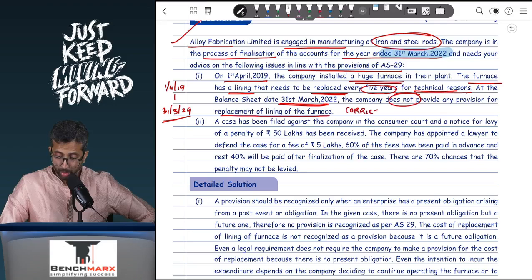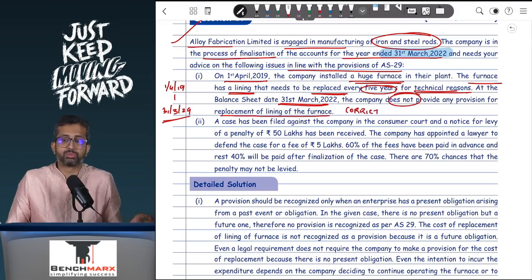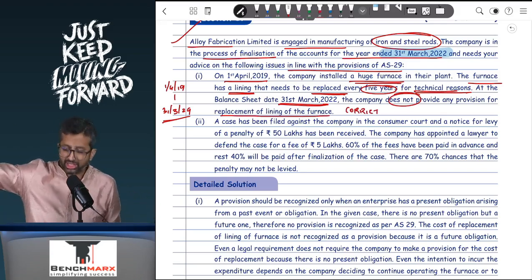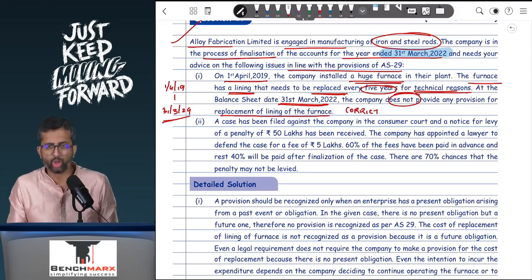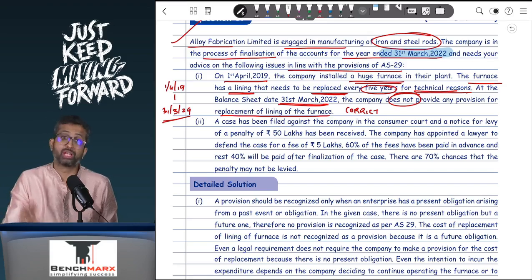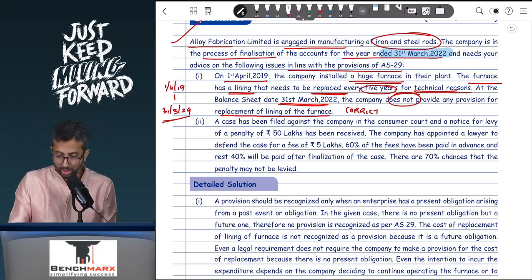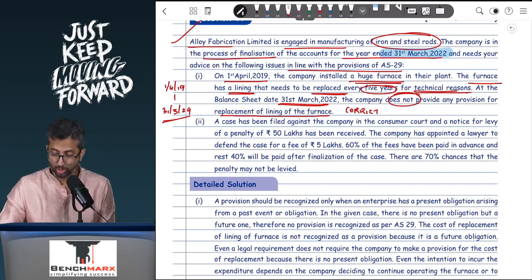There will be no provision because there is no obligation to replace at 31st March 2022. Even if an obligation arises, that will arise on 31st March 24. In this case, there is no obligation as per law also. But even if it was an obligation as per law that every 5 years you have to replace, you are currently in the 3rd year. There is no provision which is needed, let us say, for the 3rd year.